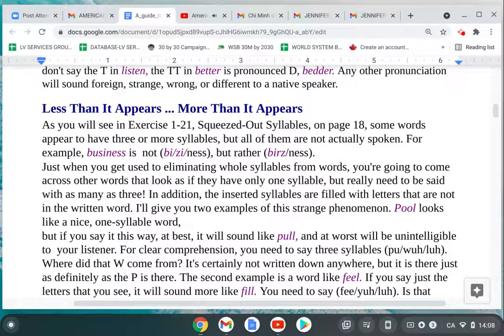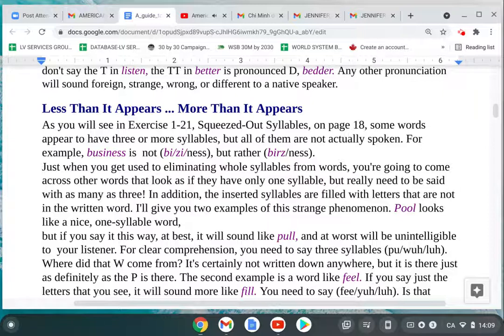Just when you get used to eliminating whole syllables from words, you're going to come across other words that look as if they have only 1 syllable, but really need to be said with as many as 3. In addition, the inserted syllables are filled with letters that are not in the written word. I'll give you 2 examples of this strange phenomenon.